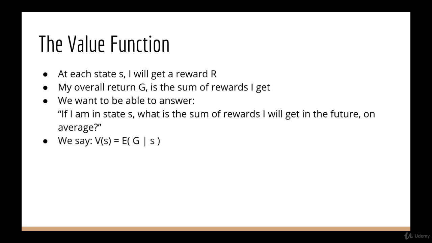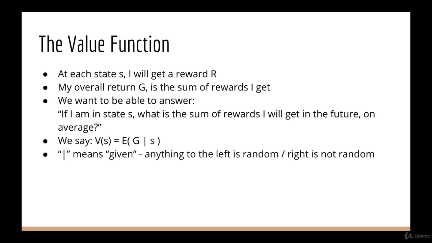So this combines two notations. The vertical line means given, so we are assuming that the fact that I'm in state S is true. If we're given something, that means it's not random, and there are no probabilities associated with it. To the left of the given symbol are the random variables, in this case just G. So we're saying we know that G can be random, but what's the average given S? This is called a conditional expectation.